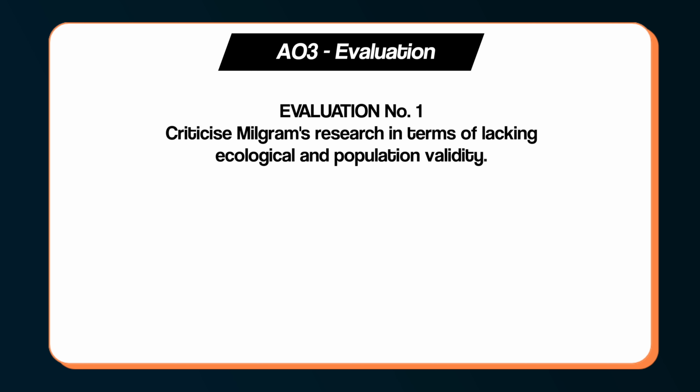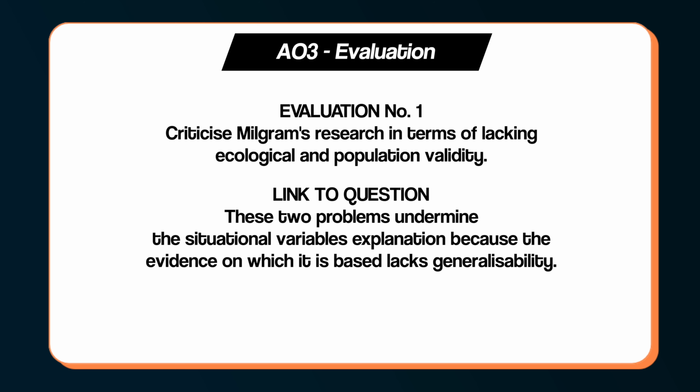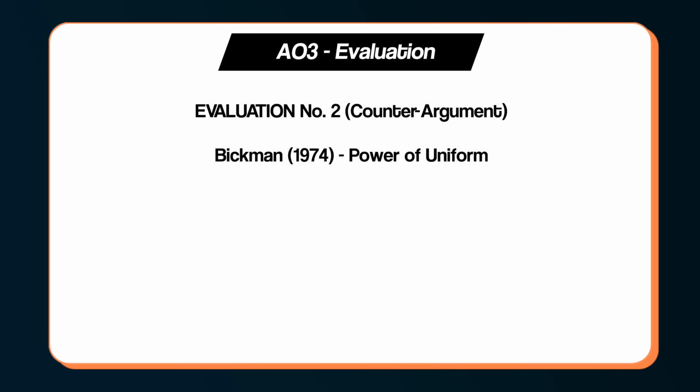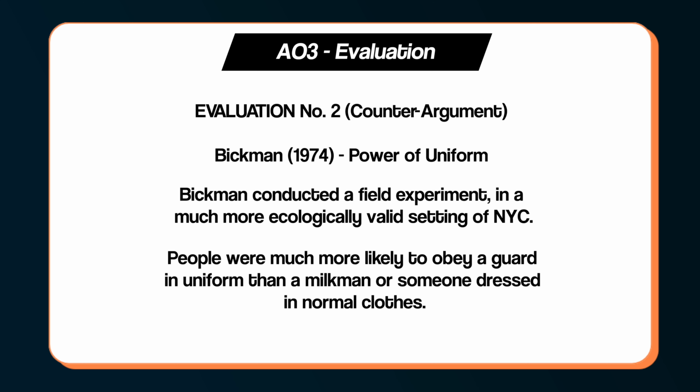So we could criticise what Milgram found about situational variables because it lacks ecological validity and it lacks population validity. These two problems undermine the situational variables explanation because the evidence on which it's based lacks generalizability for those two reasons. Now, to produce some higher level evaluation at this point, you could then throw in a counter-argument using the research of Bickman. Bickman conducted a field experiment in a much more ecologically valid setting of New York City. People were much more likely to obey a guard in uniform than a milkman or someone dressed in normal clothes.